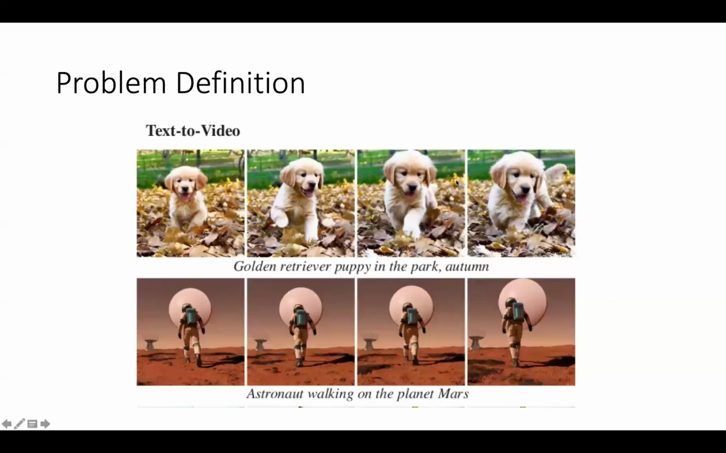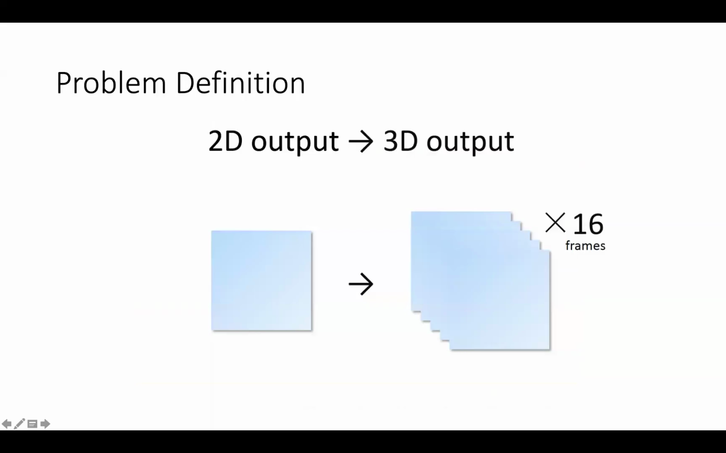Let's say I want to generate a video from text where a puppy is walking in a park. This is one example, I think from Make-A-Video. Here you give the text "golden retriever puppy in the park autumn." This is the video generated. More likely, these are the frames that are generated. So this is what we're talking about.